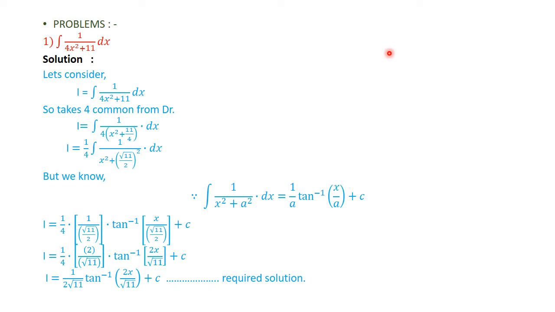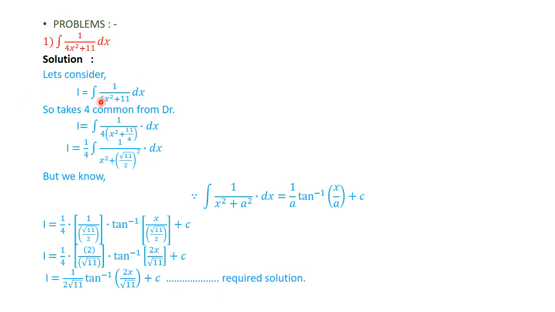Hello students, in the previous lecture we studied some special integrals, and after that we also studied some other integrals. Now we are seeing problems about these integrals. This is one problem related to that: integration of 1 by 4x square plus 11 dx.